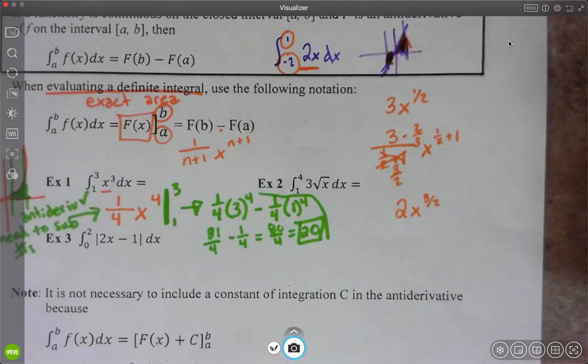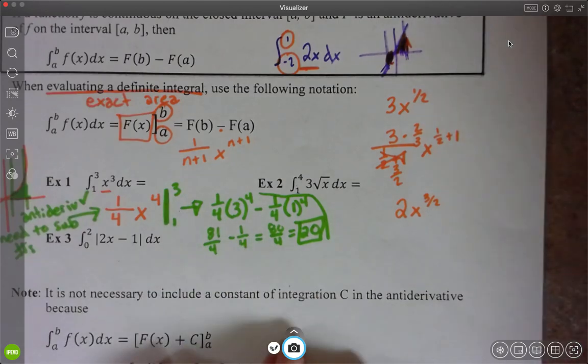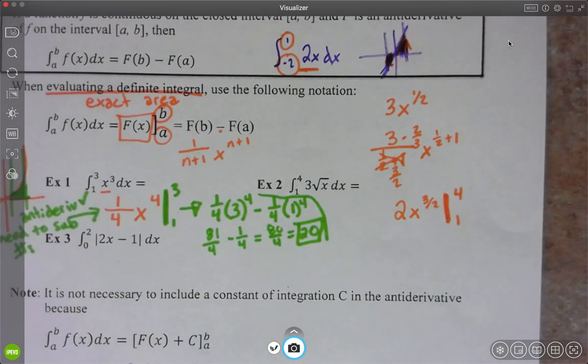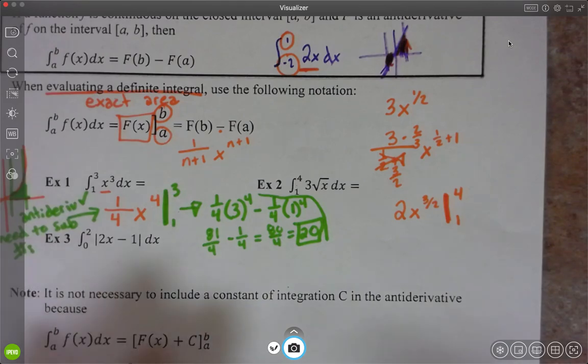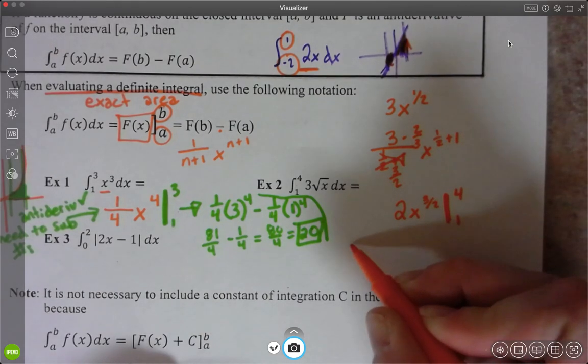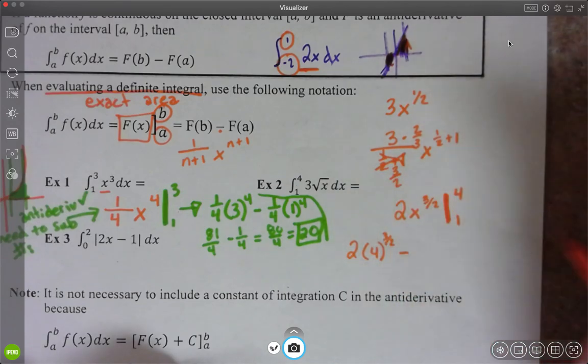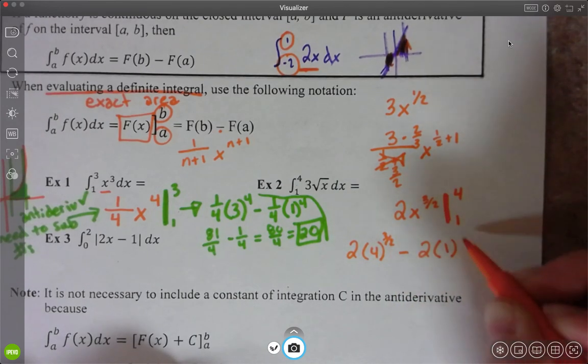Okay, so now at this point I've taken my antiderivative, I'm done with that part, and so I'm going to write it with a little line at the back going from 1 to 4, so I can track my steps. I've taken the antiderivative, but I haven't plugged my numbers in yet. That's what I'm going to do now. Plugging 4 in first: 2 times 4 to the 3/2 power, minus 2 times 1 to the 3/2 power.